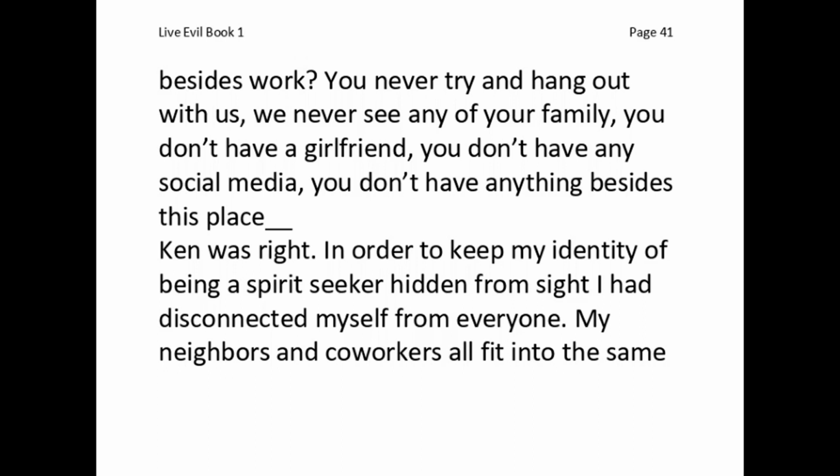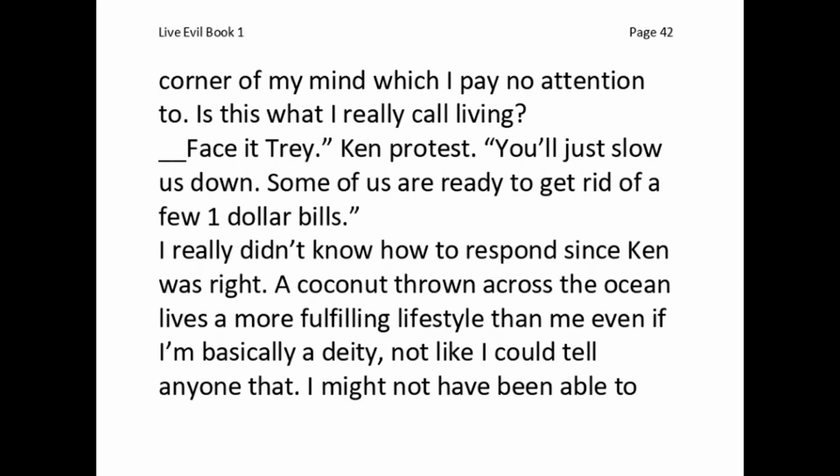Ken was right. In order to keep my identity of being a spirit seeker hidden from sight, I had disconnected myself from everyone. My neighbors and coworkers all fit into the same corner of my mind, which I pay no attention to. Is this what I really call living? "Face it, Trey," Ken protested. "You'll just slow us down. Some of us are ready to get rid of a few $1 bills." I really didn't know how to respond since Ken was right.